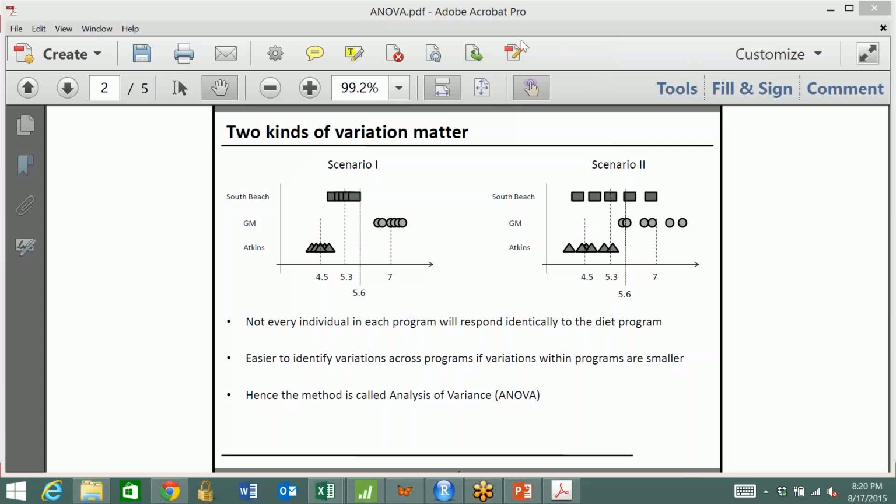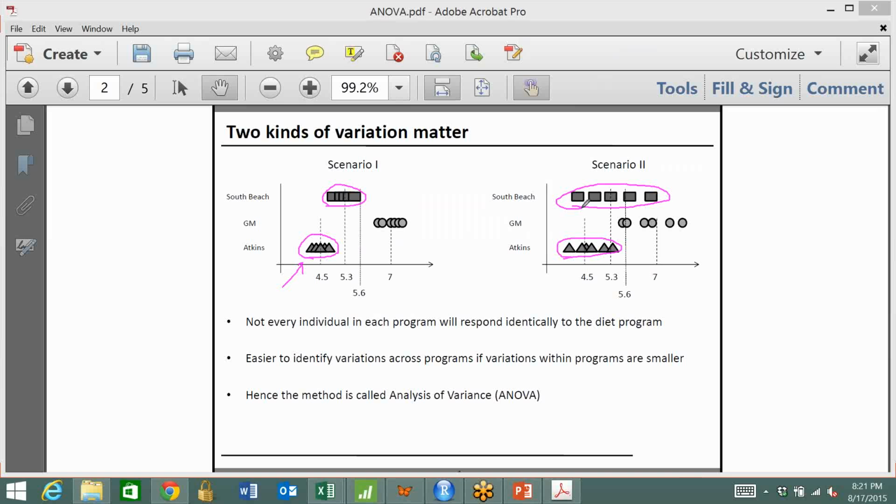So there are two concepts here. One is within group variation, within that group, how are things varying? Obviously, the variation here in scenario 1 is less as compared to scenario 2 where the variation is more. Here also variation is less as compared to this where the variation is more.